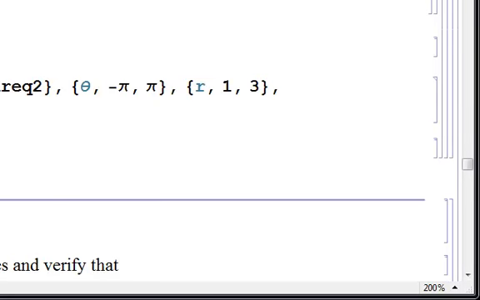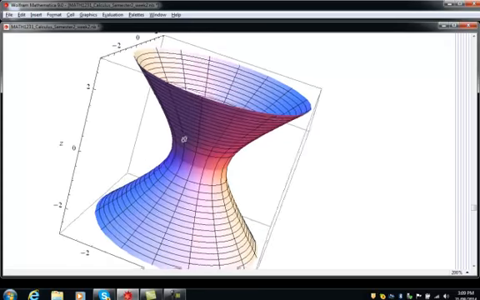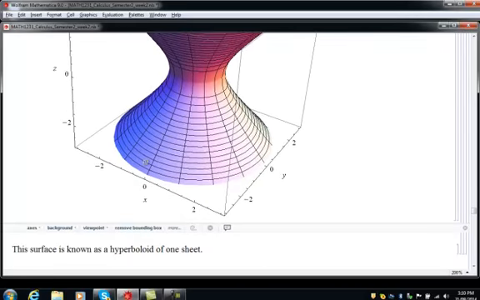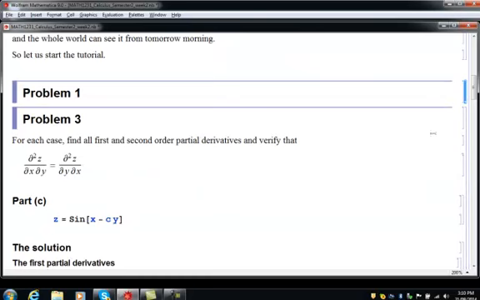So we can draw that. And now we see that the scales on the two axes are the same, and we can turn this around and look at it and so on. So that's what the surface looks like. This surface is known as a hyperboloid of one sheet. So that was the solution of question 2. So let's move on to problem 3.